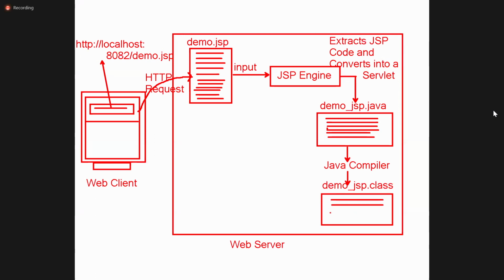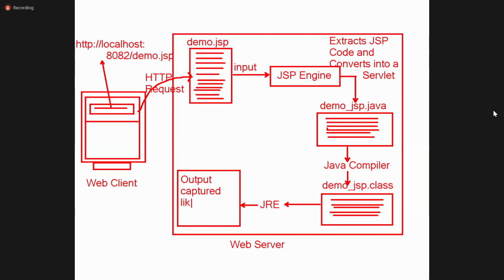This .class file is executed by the JRE, Java Runtime Environment. You already know the default MIME type is text/html. So the output is captured like HTML, because by default the MIME type is text/html. That output is passed to the browser.